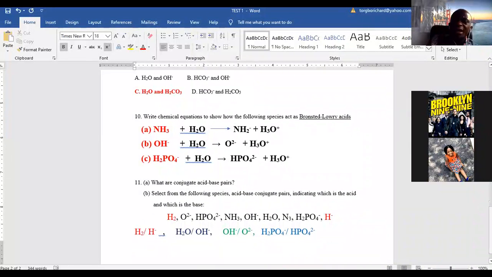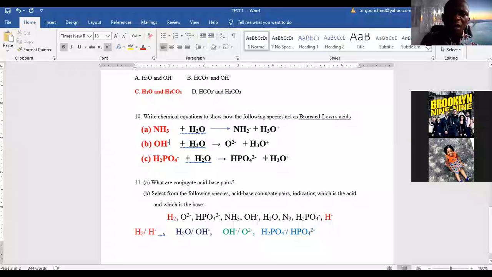Now, there are other species you can add and then write the equation. For instance, for the dihydrogen phosphate, you can also decide to add hydrogen phosphate, and so on and so forth. But I always tell my students that to be on the safer side, just add water to all of them. It makes things easy for you.